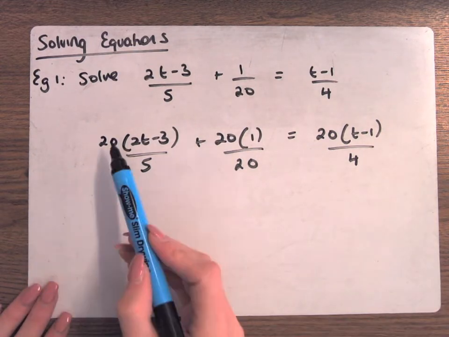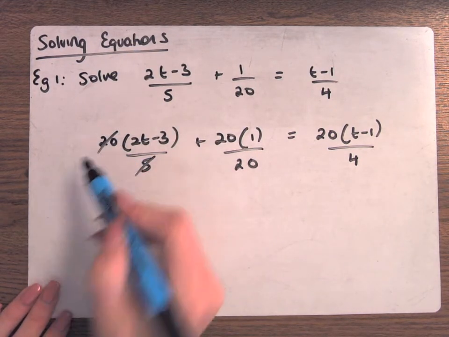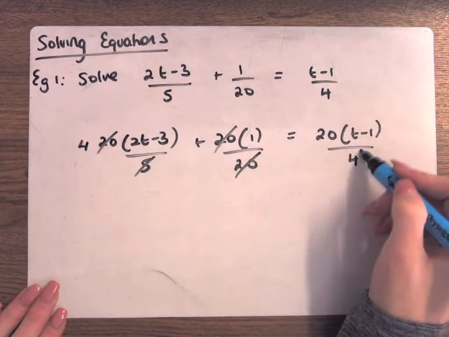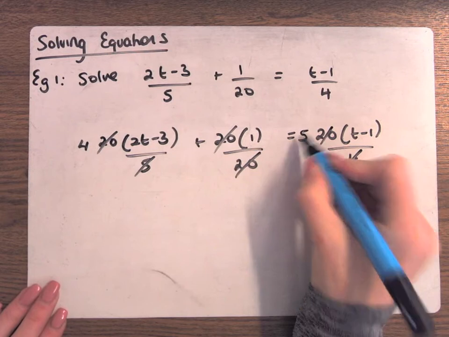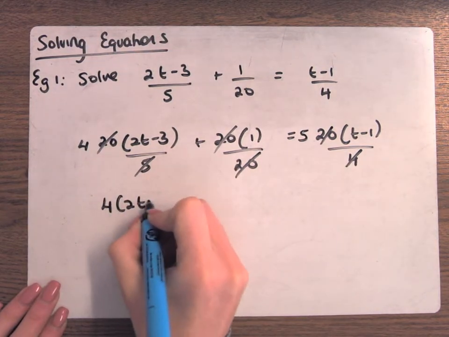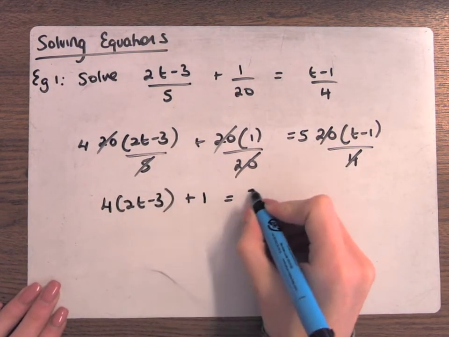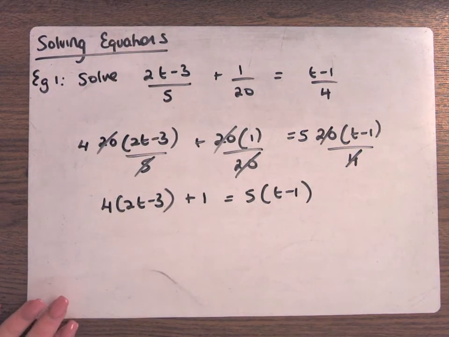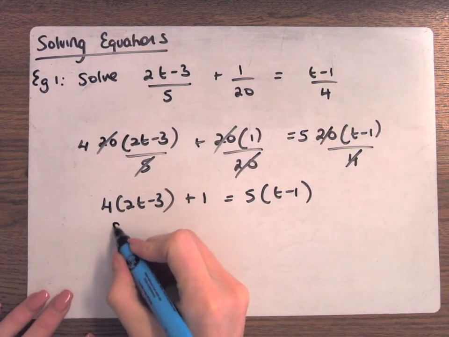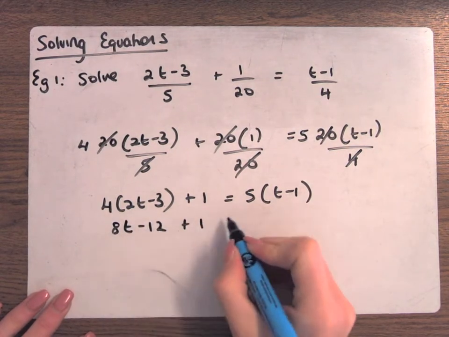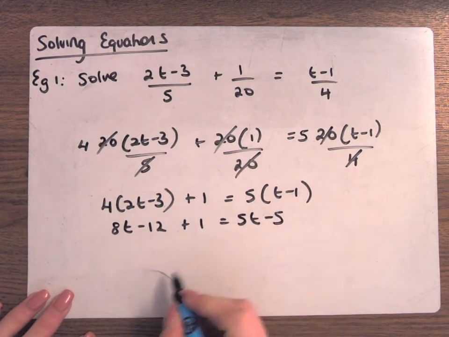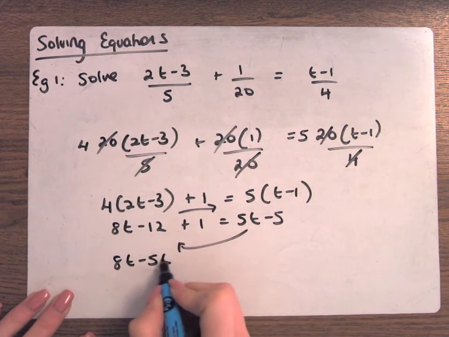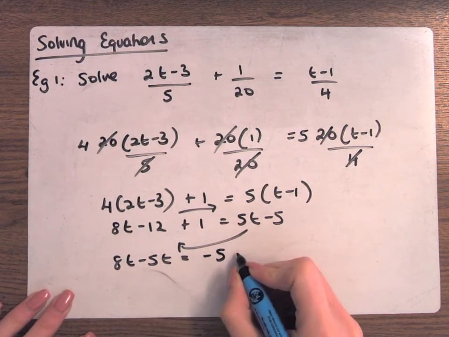Okay, now 5 goes into 20 how many times? 4. 20 goes into 20 once, and 4 goes into 20 5 times. So you actually end up getting rid of the bottom line there. And then you're just going to keep tidying. Get your letters to the left.